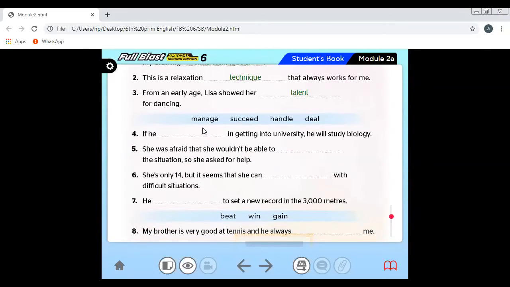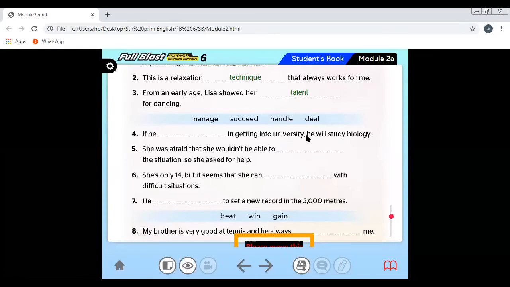We will complete with manage, succeed, handle, and deal. Manage takes the preposition to. Succeed takes the preposition in. Handle means to deal with something, and deal must take the preposition with. Let's go to number one.